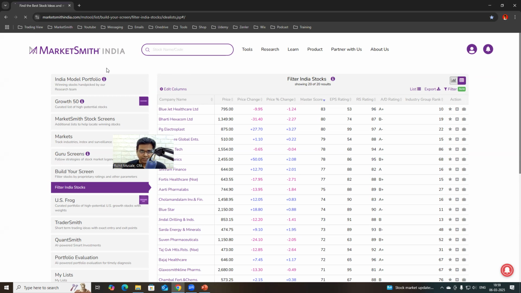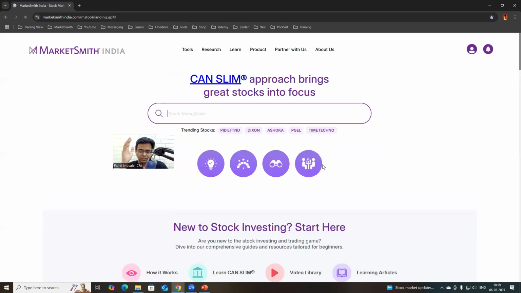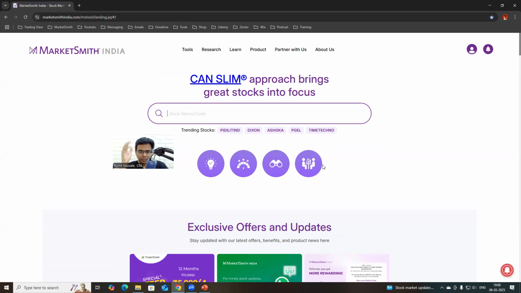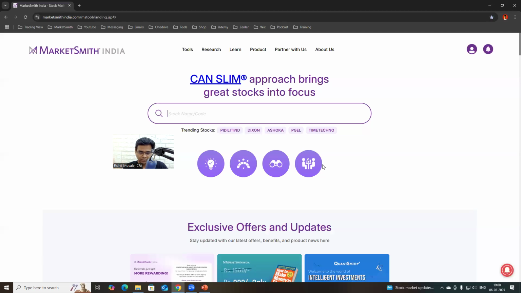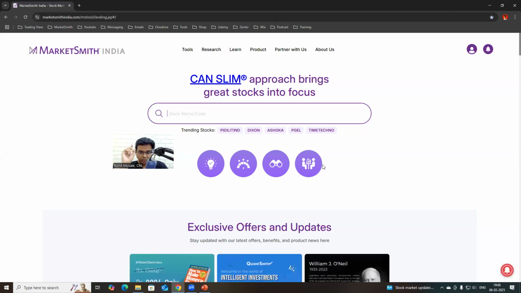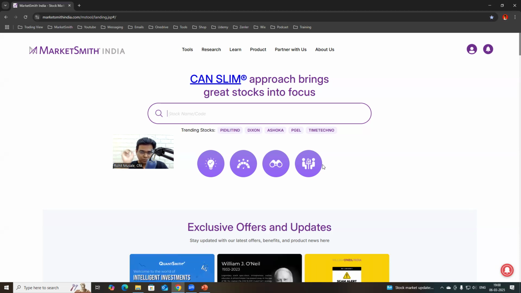Now, please understand that on MarketSmith, the price and volume data gets updated. I think there is a 2 minute delay between market closing and all the data being updated on MarketSmith. I'm talking about price and volume only. Okay. So price and volume data gets updated.